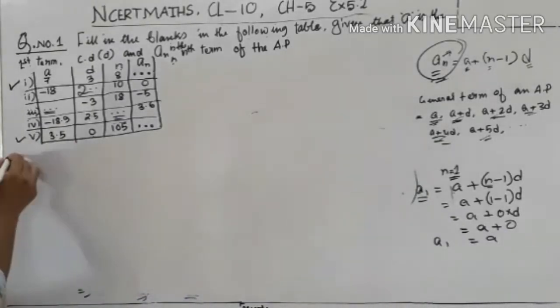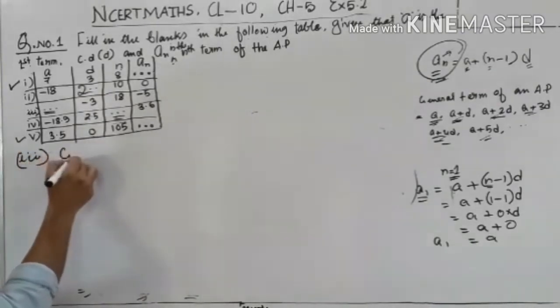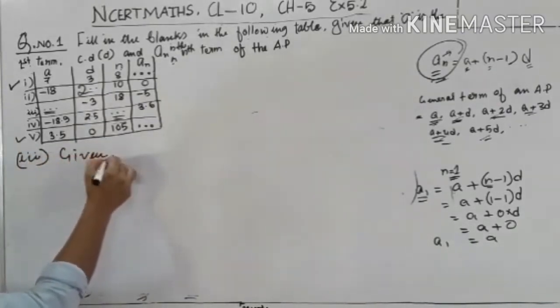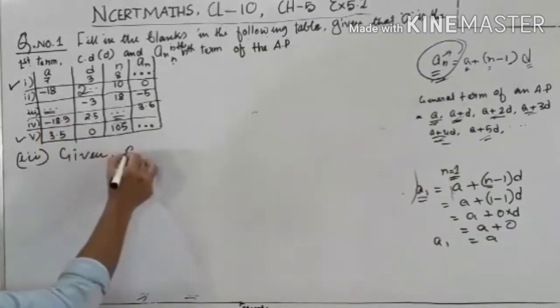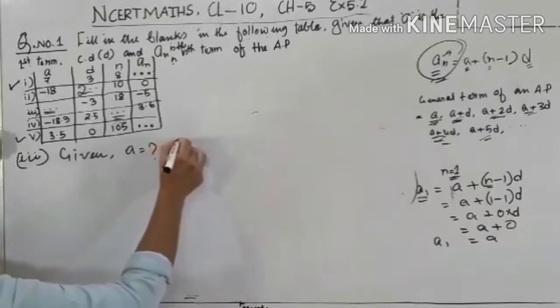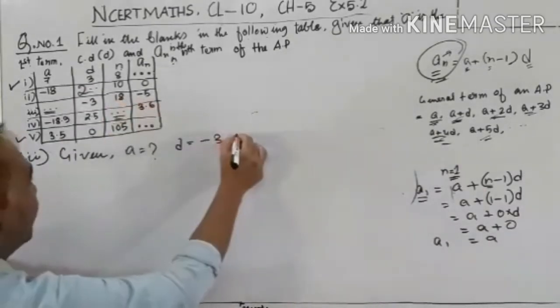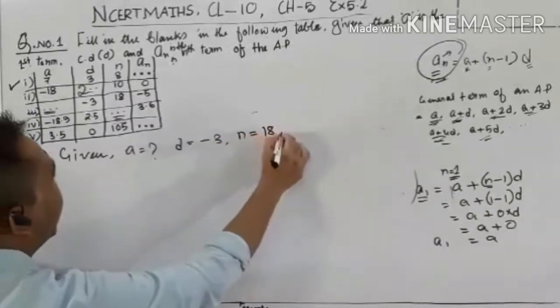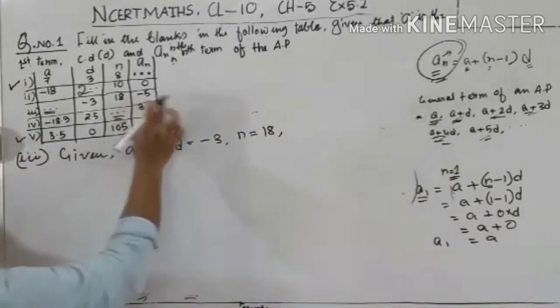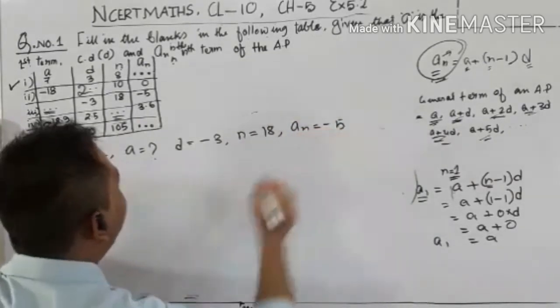Next, there is Roman number 3. So here also you write the given, whatever is given. Is the first term given or not? The first term is not given. And then what is given? The common difference d is given. d equals minus 3, and n, the number of terms, equals 18. And the nth term equals minus 5.